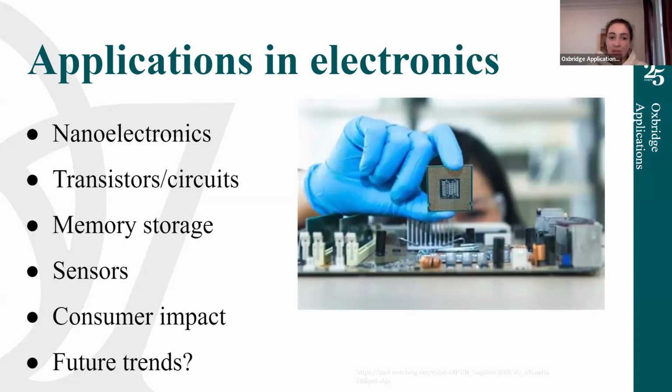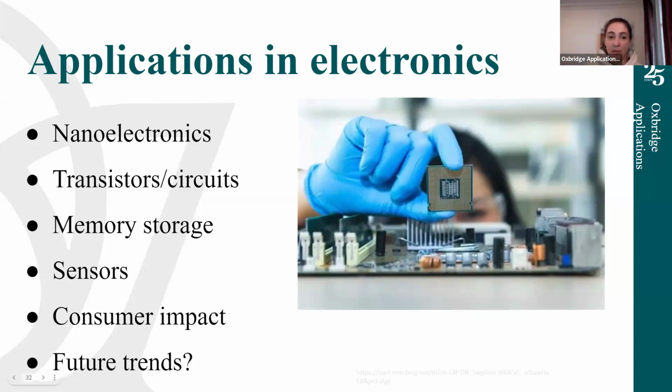And then we have sensors. So nanosensors are highly sensitive and can detect tiny, tiny changes in the environment. And this is really useful for various applications. For example, we can think about gas sensors, which use metal oxide nanoparticles, and these can detect harmful gases at very low concentrations. So this could be really useful for environmental monitoring, for example, and safety.